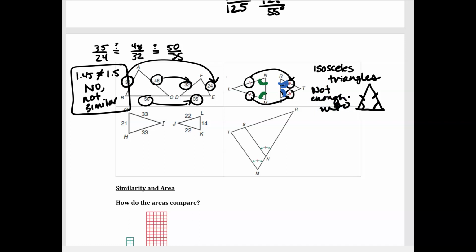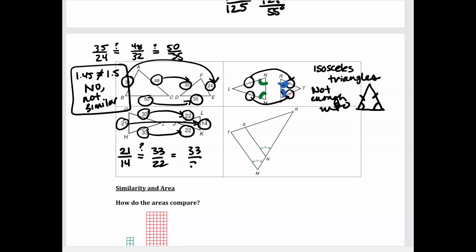Okay, so let's look at this last one. Well, not last one, the third one. So I'm going to compare sides again. I'm going to say this 33 looks like it goes with the 22. This 33 goes with 22, and it looks like 21 goes with 14. So I'm going to make some fractions. So 21 over 14, 33 over 22, and then these are the same.